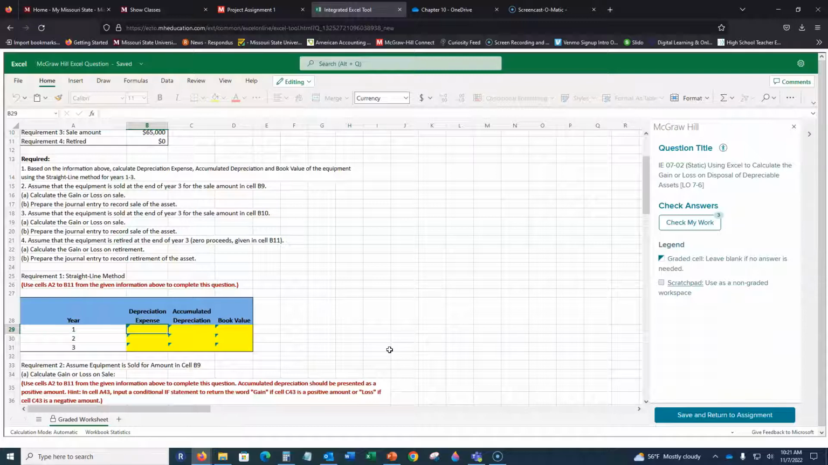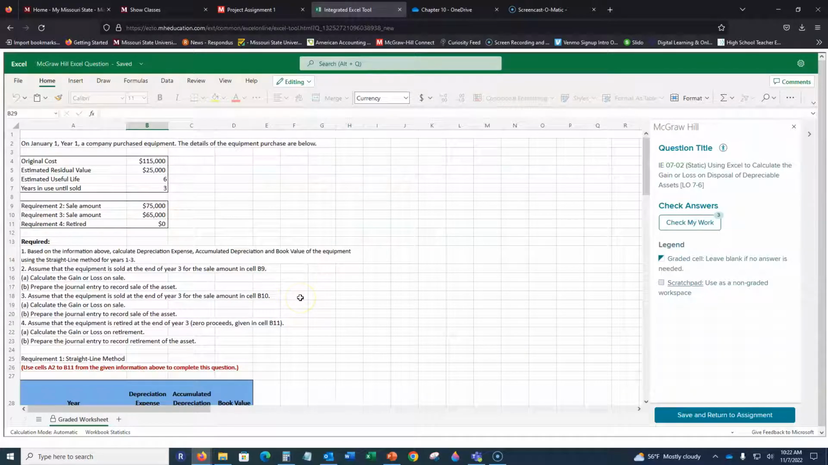So how do we find depreciation expense? Well, depreciation expense is going to be our original cost less the estimated residual value divided by 6. So the original cost less the estimated residual value gives you your depreciable base. You divide that depreciable base by the estimated number of years it's going to be in use, in this case 6. That gives you your depreciation expense. And since we are using straight line depreciation, our depreciation expense will be the exact same every single year.